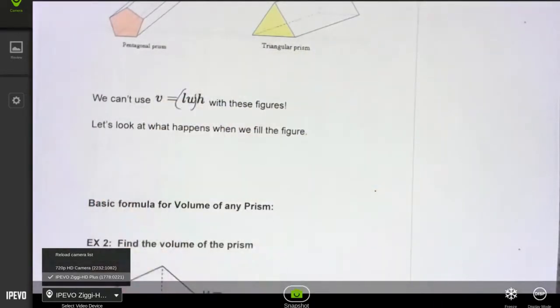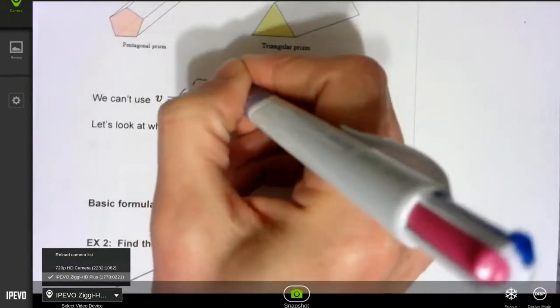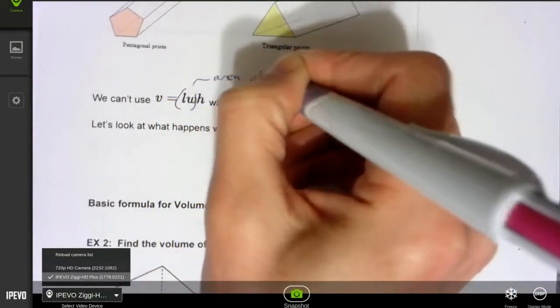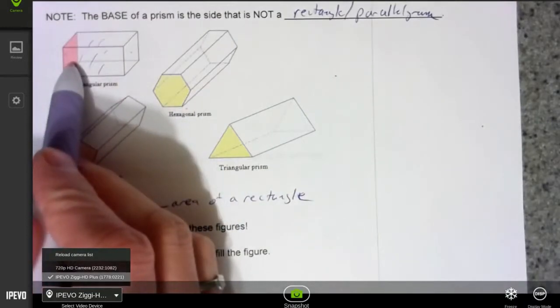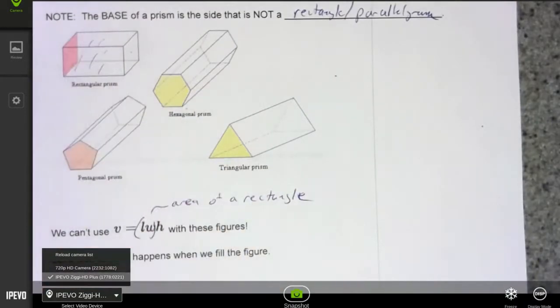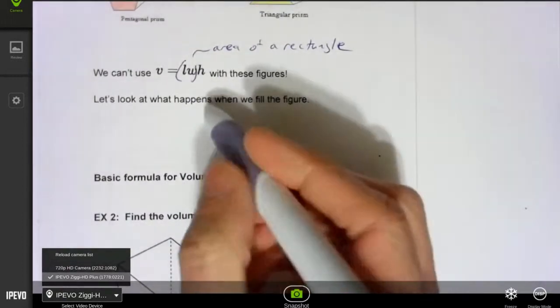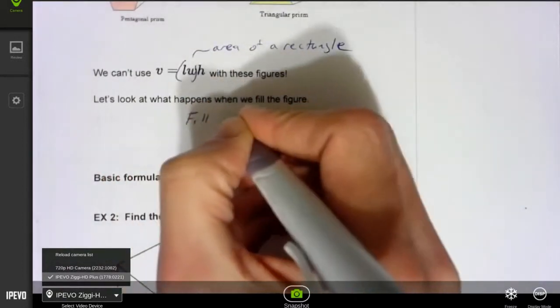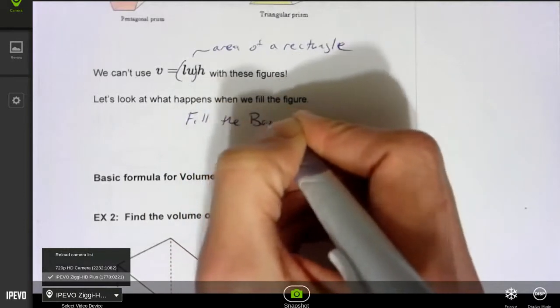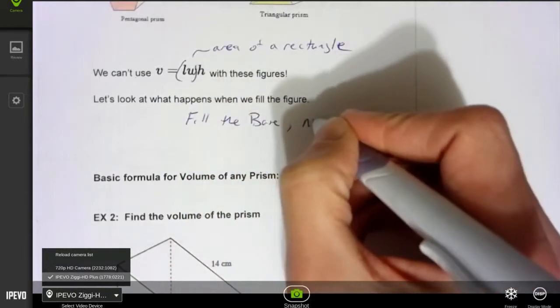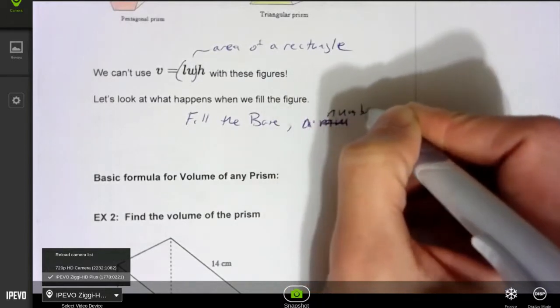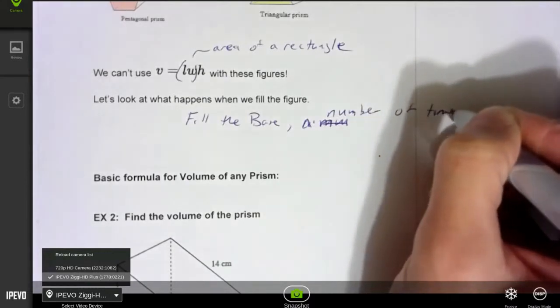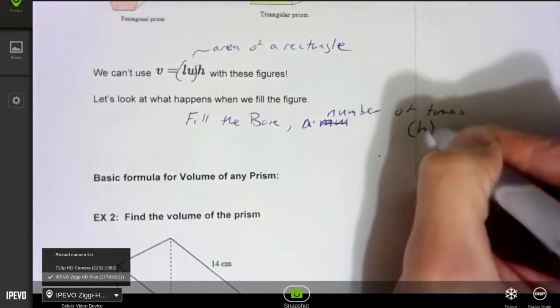Length and width, well, the length and width is the area of a rectangle, which in this problem up here, the rectangle was the base. That's why I could use length times width times height. So we said what we're doing in all of these is fill the base a number of times. And that number of times is the height.